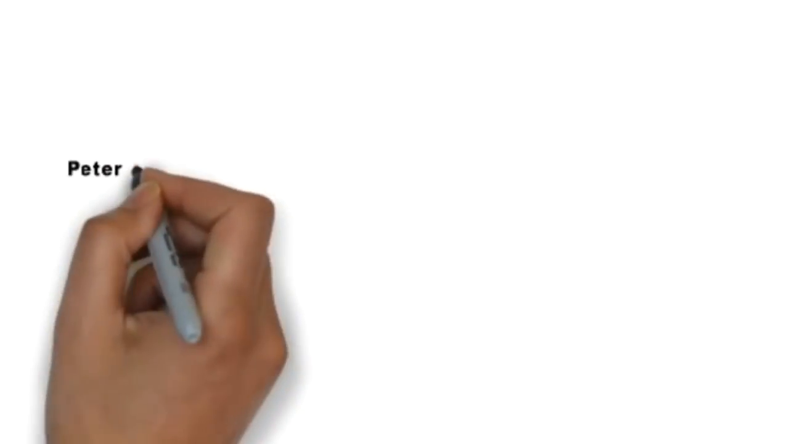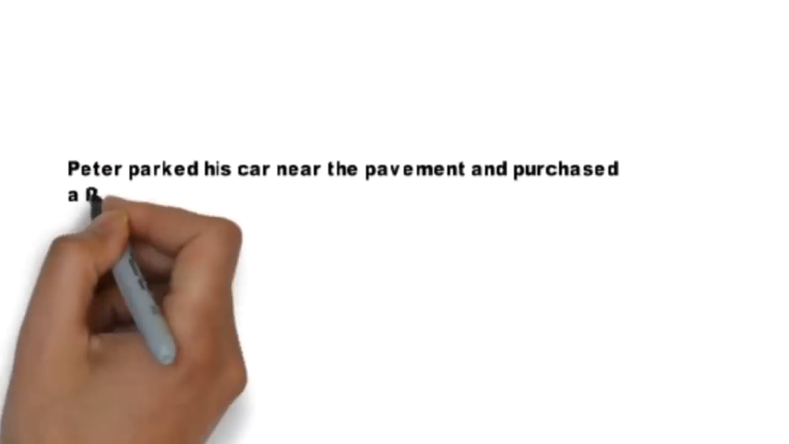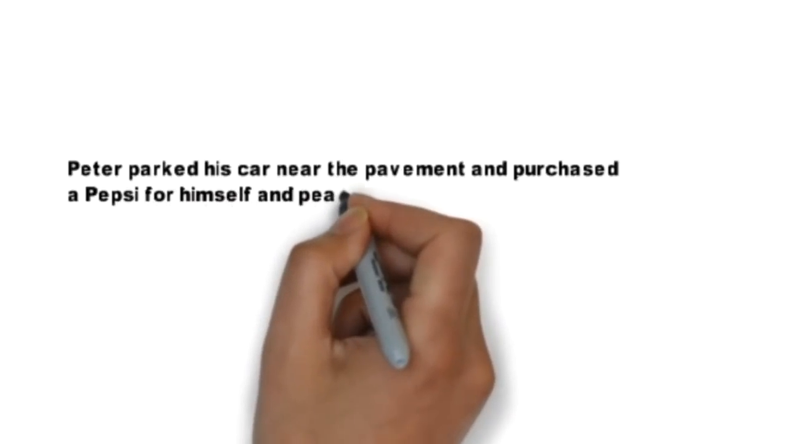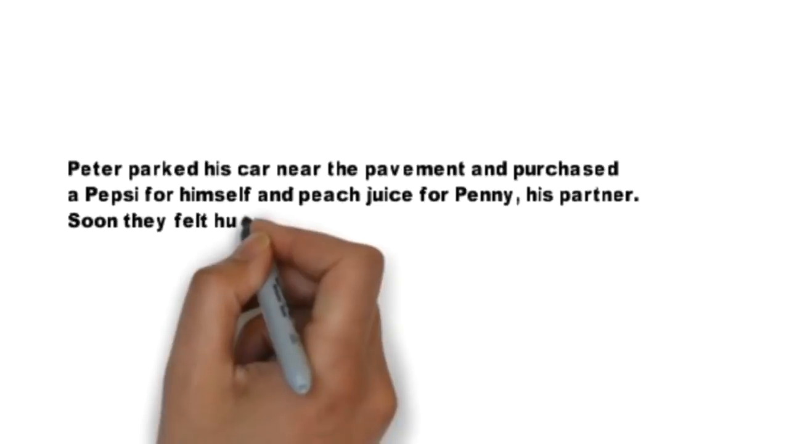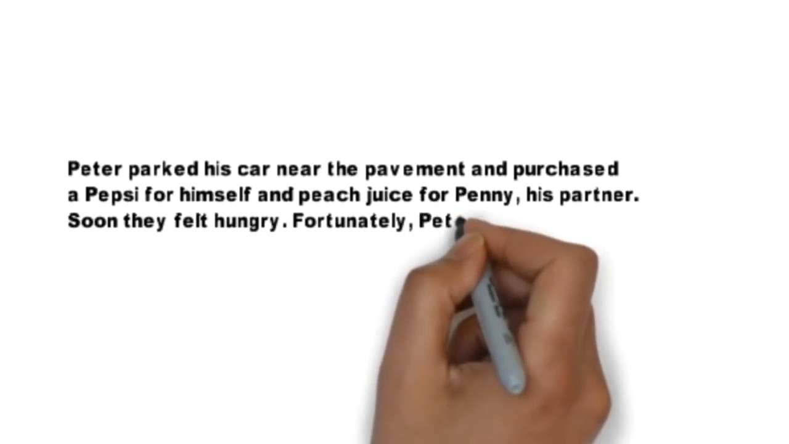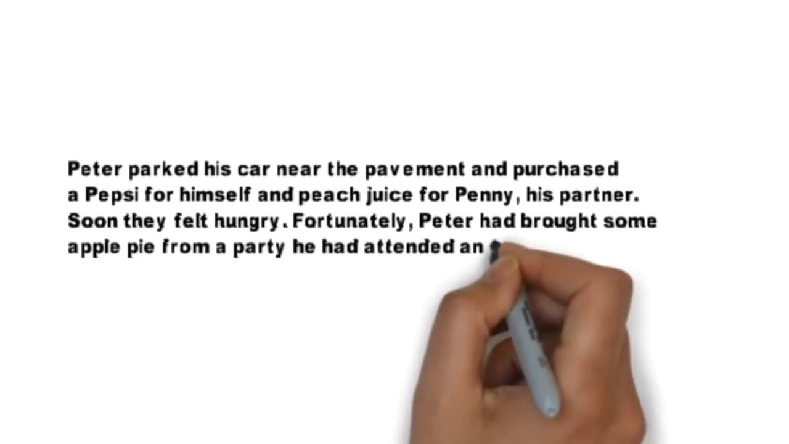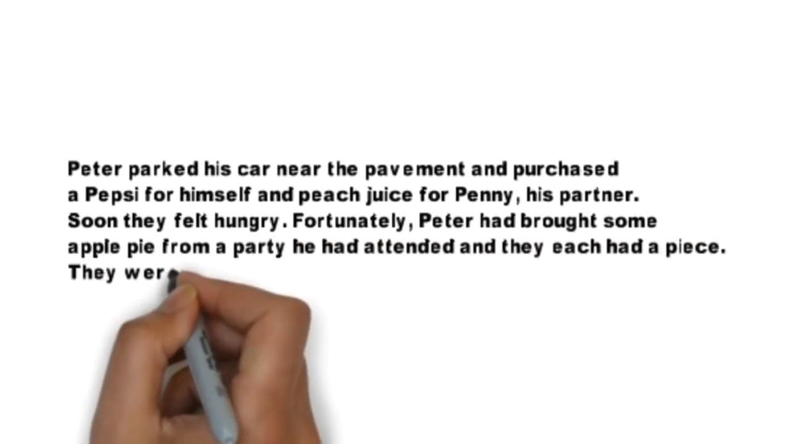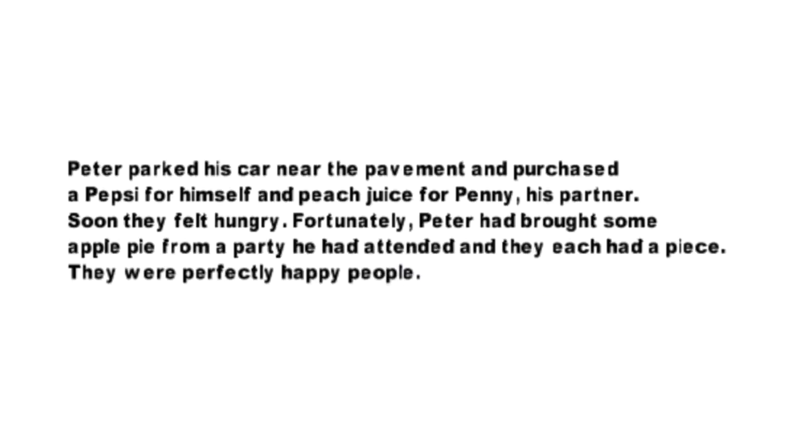Here's a passage to say over and over to get the p sound right. Peter parked his car near the pavement and purchased a Pepsi for himself and peach juice for Penny, his partner. Soon they felt hungry. Fortunately, Peter had brought some apple pie from a party he had attended, and they each had a piece. They were perfectly happy people.